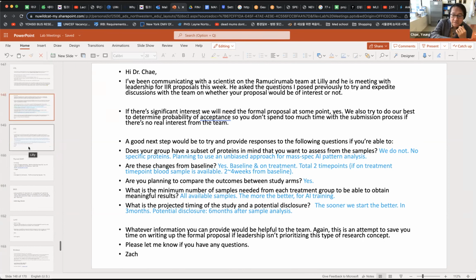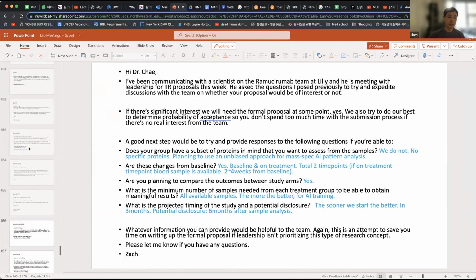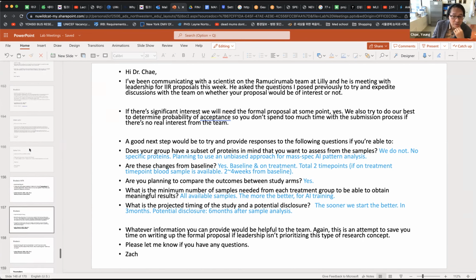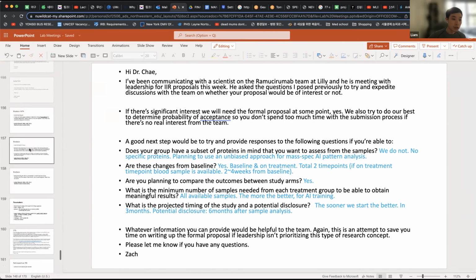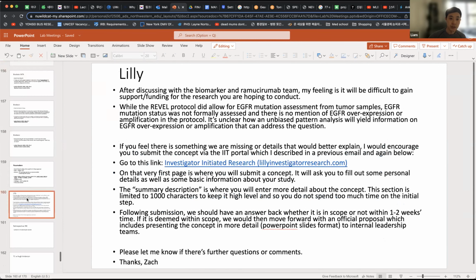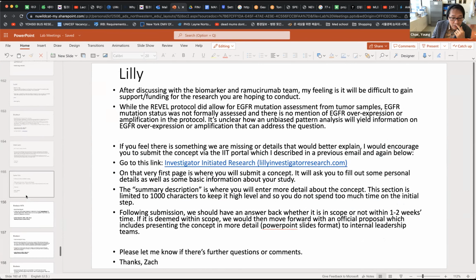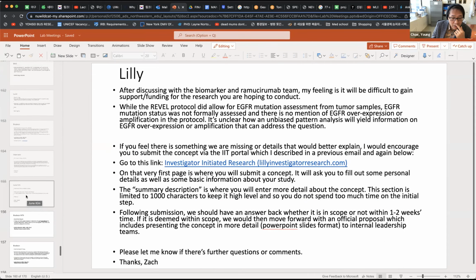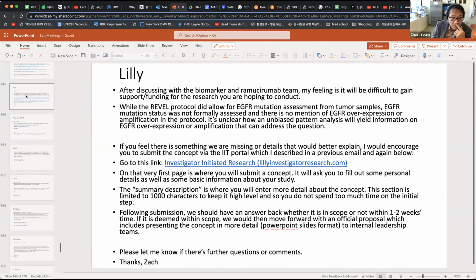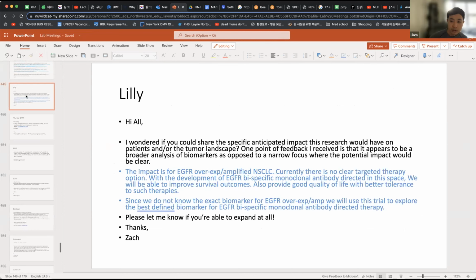And then I think I was confused. If you click that EGFR, I'll go back to the first one I showed you, the one that contains EGFR. This one. Yeah. No, the one before. One second. This one. Yeah. Impact of this research.